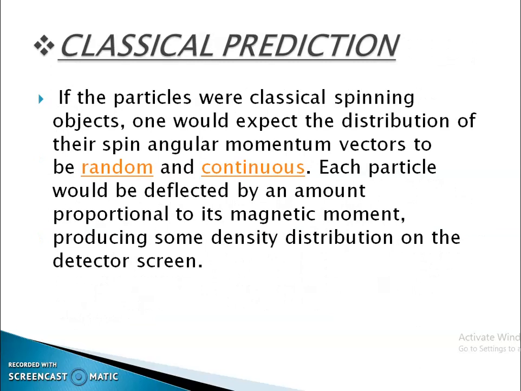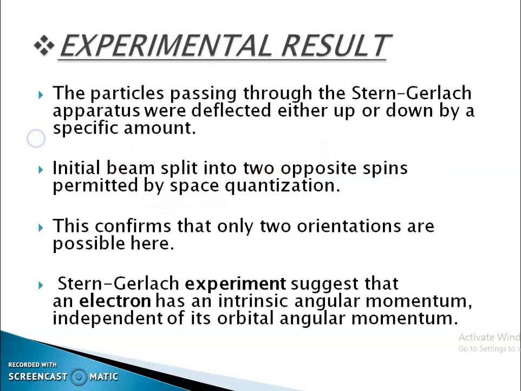Before we go into the experimental results, let's analyze the classical predictions that were expected from the experiment. If the particles were classical spinning objects, one would expect the distribution of their spin angular momentum vectors to be random and continuous. Each particle would be deflected by an amount proportional to its magnetic moment, producing some density distribution on the detector screen.